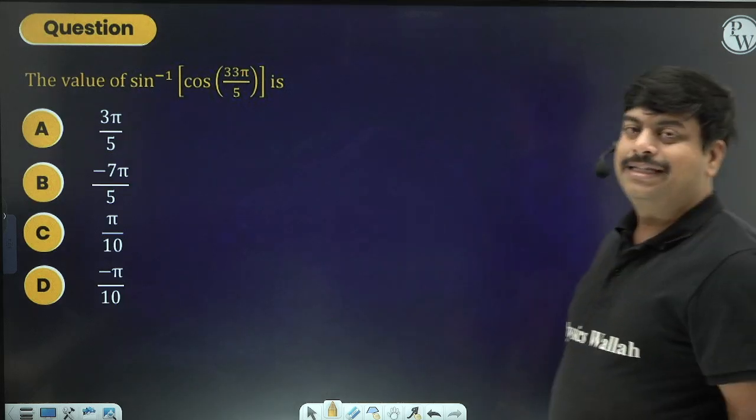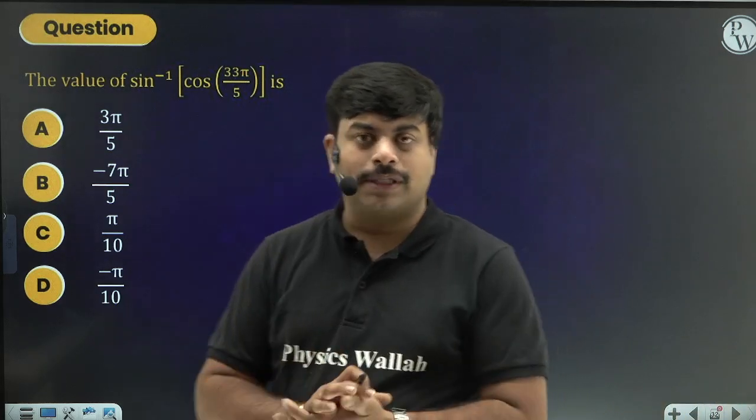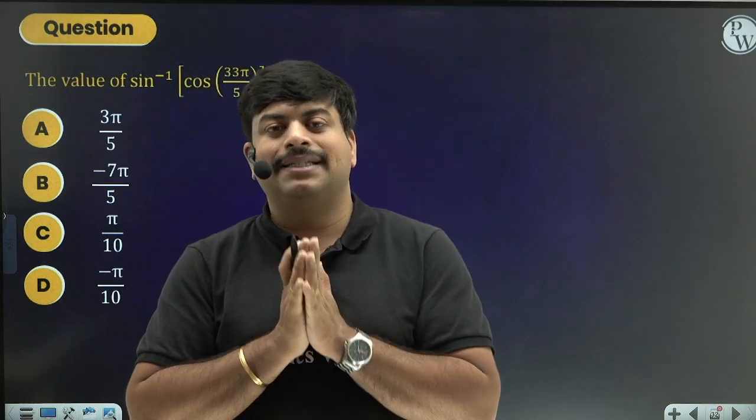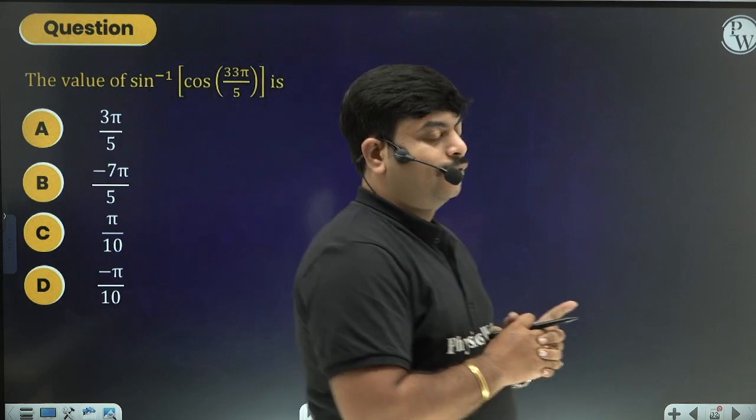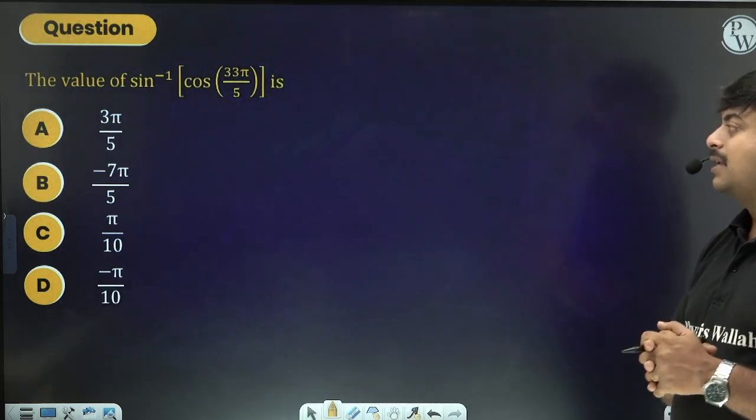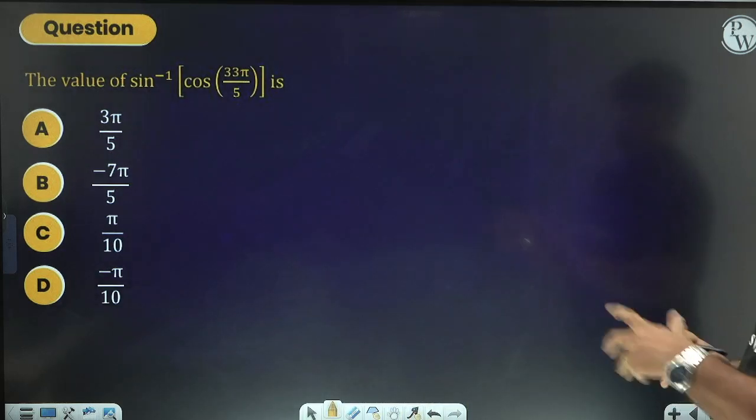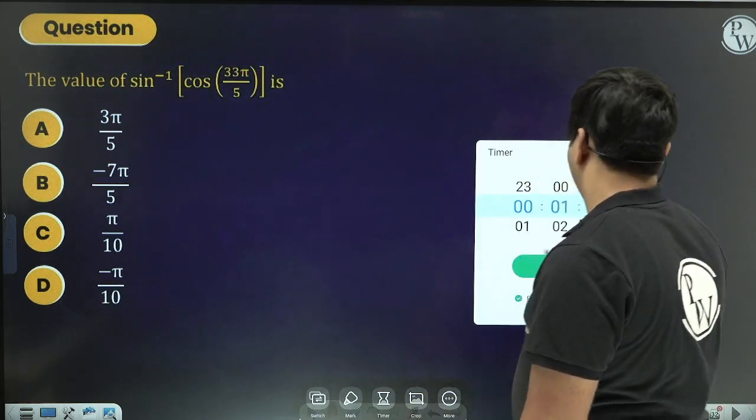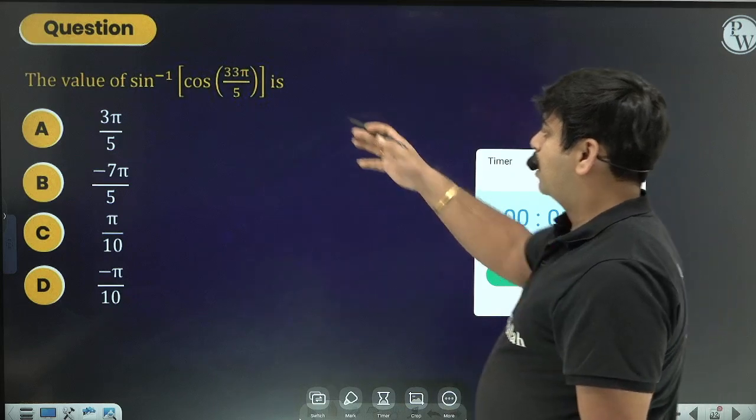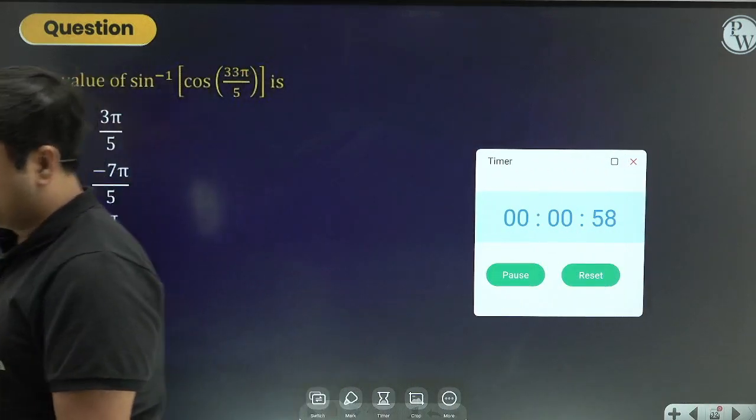Okay, we spent around 20 minutes for summary. For the next 30-40 minutes, let's try to spend time on the applications part. So what is the first question you're having here? What is the value of sine inverse of cos 33 pi by 5? Please try that. I'll give you 1 minute of time. Be quick. I think you can easily do it. Okay, do it fast.